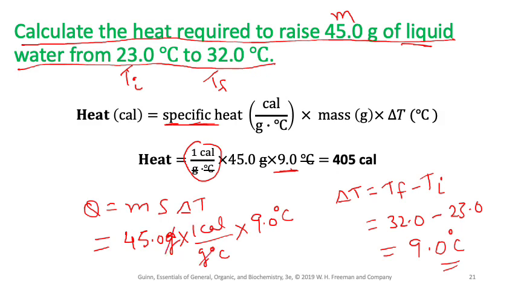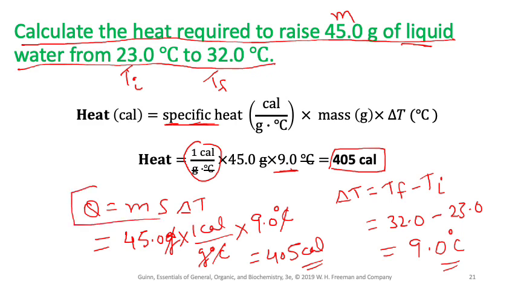So grams get cancelled, degrees Celsius get cancelled, and if you multiply these numbers, 45 times 1 times 9, you're going to get around 405 calories. So this is the amount of energy that you need to provide to 45 grams of liquid water before it can get heated up from 23 to 32 degrees Celsius. So this is how you can use the equation of the specific heat.